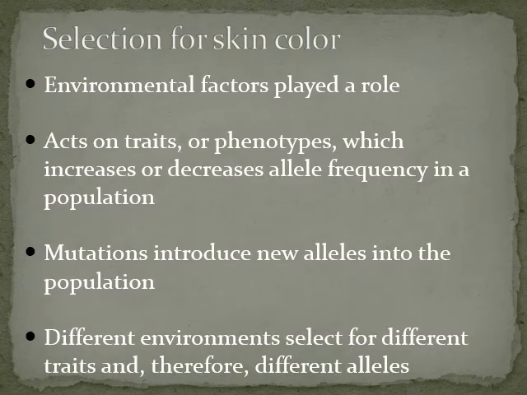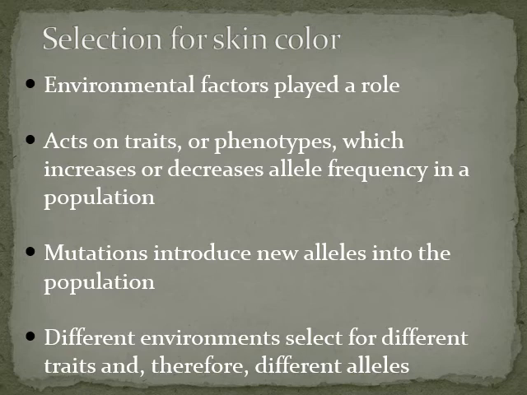So going back to skin color, how we actually select for this, obviously environmental factors are playing a role, right? So we know that lower or higher UV favors different traits as well as skin color. So it can act on traits or phenotypes which will increase or decrease the allele frequency in that population. So if we're somewhere up high towards the poles where we have lower UV, we're favoring any traits or genes that would lend to a lighter skin tone. So you're going to start seeing an increase in those genes in the allele frequency of a population.